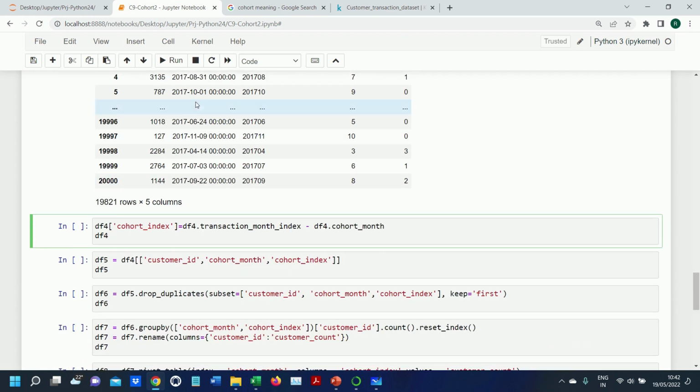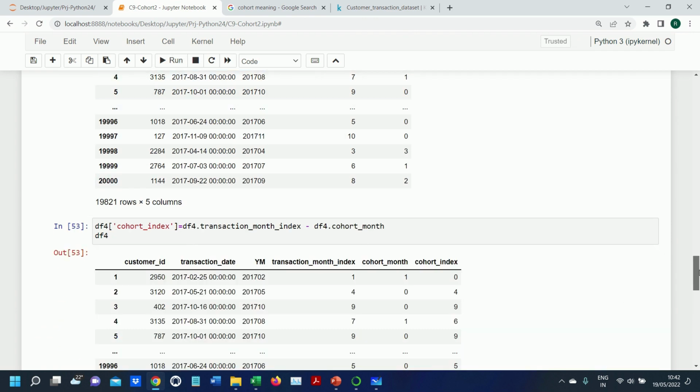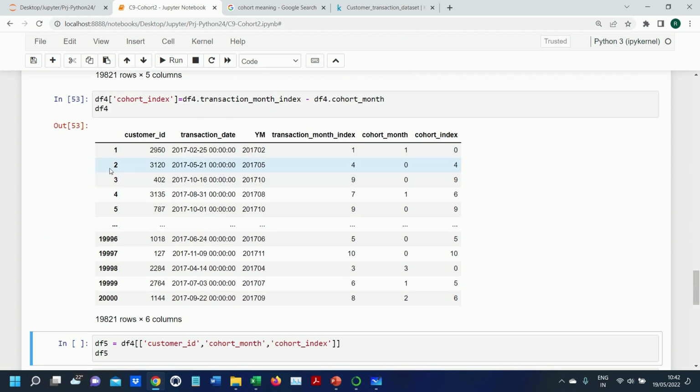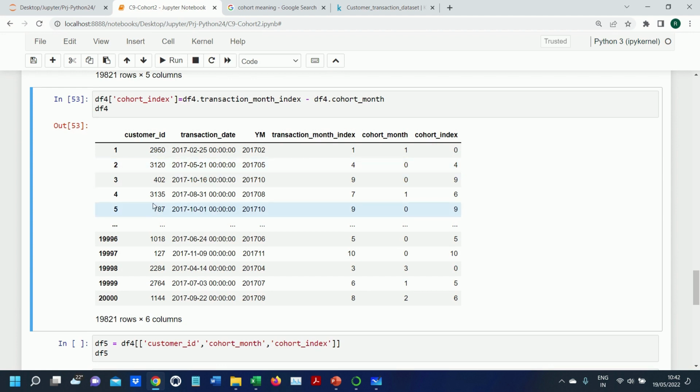So I'll get that as the cohort index. What this particular data set tells us is that customer 3135 joined the business in month 1, and this transaction happened in the 6th month after the customer joined.